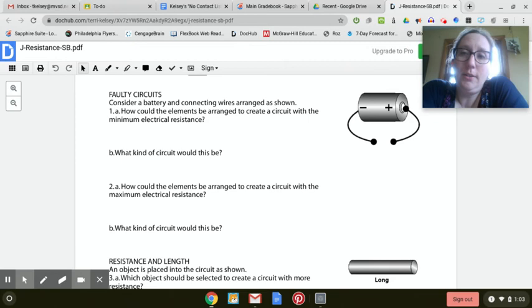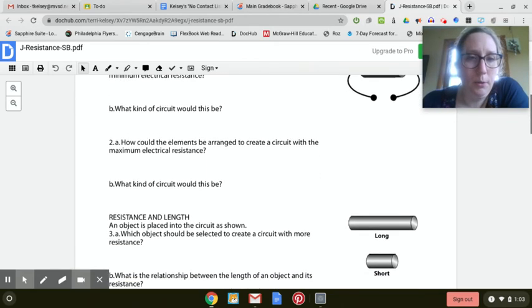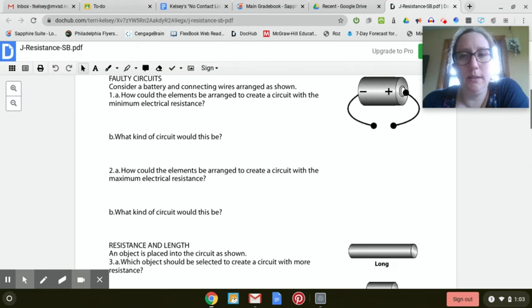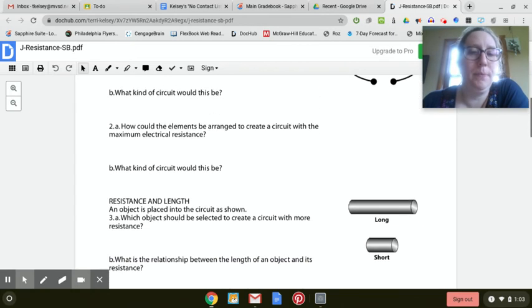You would just connect the wires. And that would be a short circuit, which would cause this battery to catch on fire. How could the elements be arranged to create a circuit with the maximum electrical resistance? Leave the wires apart, okay? And that would be called an open circuit because the electricity is not flowing.